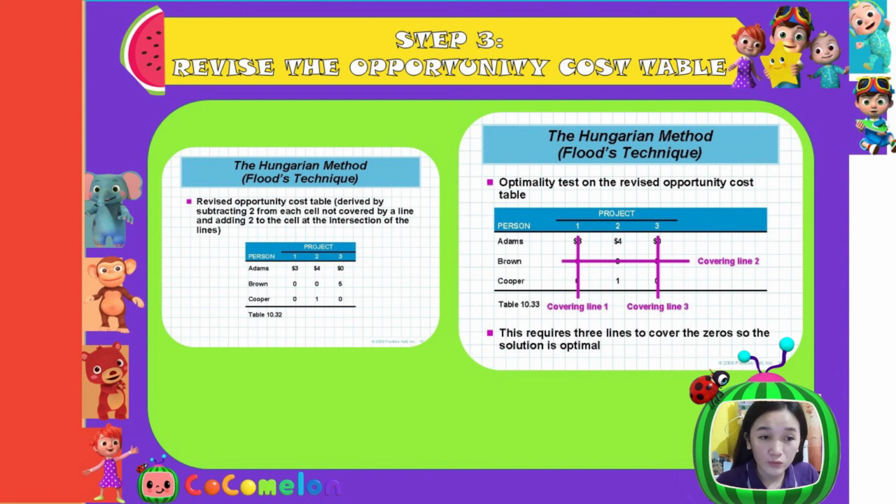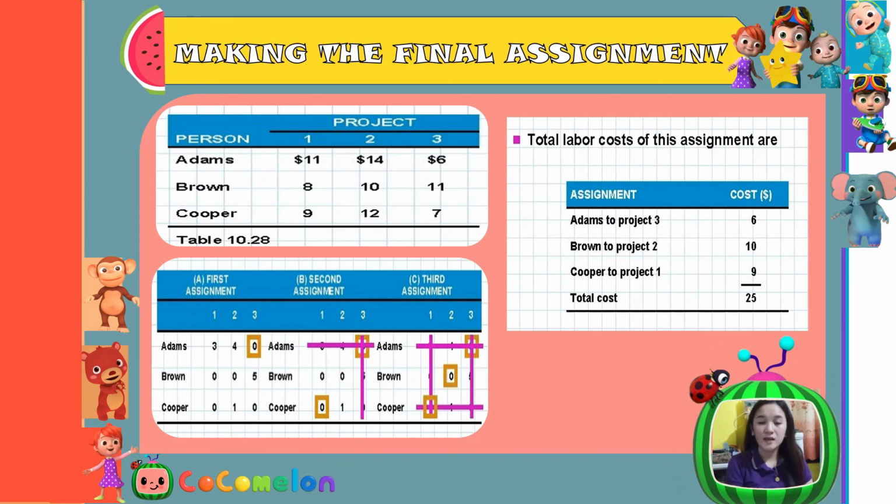Then, according to the rule, after adding and subtracting, we then return to step 2 to test if this table is optimal or not. So, again, the same process kanina sa paglagay or pag-cover ng line. So, ito, the new matrix. As you can see, there are 3 covering lines. Since there are 3 rows and 3 columns, this requires 3 lines to cover the 0s, so the solution is now optimal.